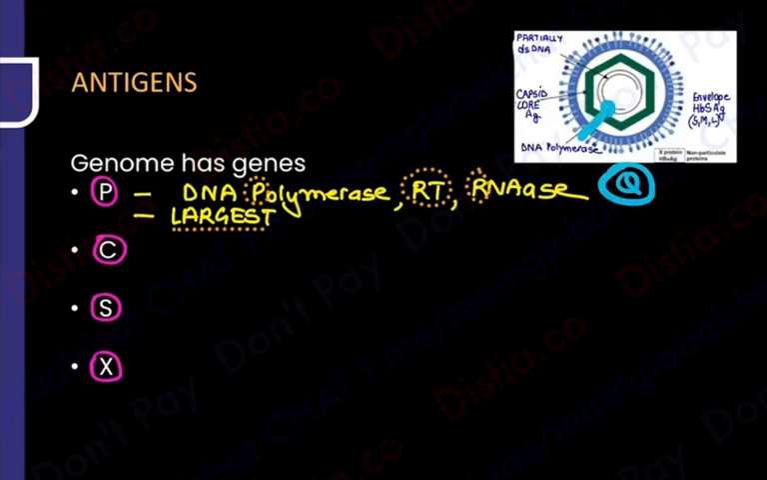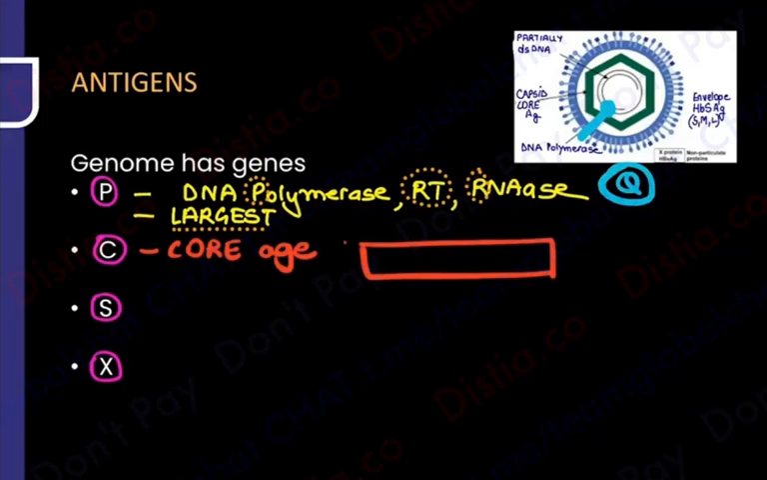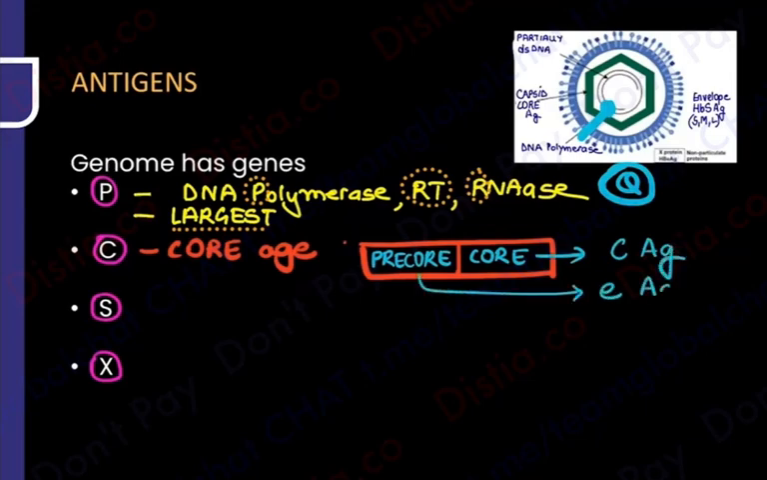Now coming to C. C is what? C is said to be the core gene. It's said to be the core gene, and if you actually look at the structure of this core gene, you will realize not only does it have a core area, it also has a pre-core area. Not only a core area but also a pre-core area. That means the core area is going to code for the C antigen and the pre-core area is going to code for the E antigen.